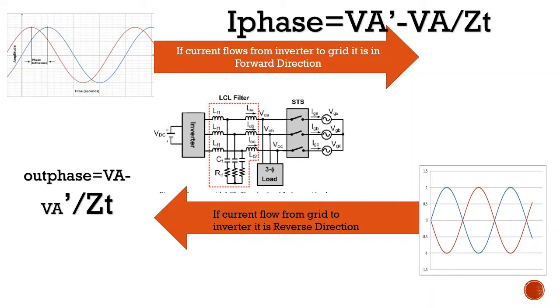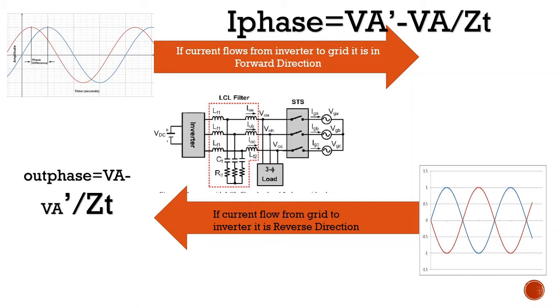So in order to find the I phase during the forward direction, the formula is VA prime, which is the input for the inverter, minus VA and divided by Z total, which is the total impedance. If the condition is out phase, the formula is VA minus VA prime, which is the inverter power supply, divided by the total impedance.